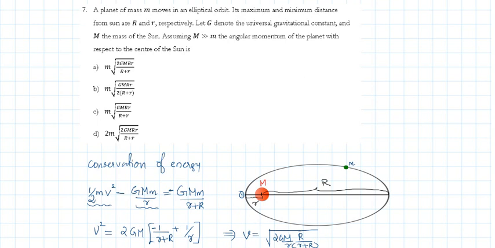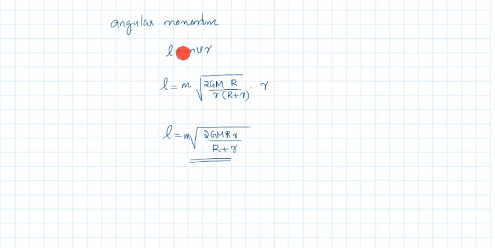If the planet is moving in a circular orbit, at all points you can apply the equation mvr. But for an elliptical orbit, at 2 points, you can apply the equation mvr, at this point 1 and at this point 2. Only these 2 points, the velocity is perpendicular to the radial coordinate. So angular momentum L is equal to mvr.